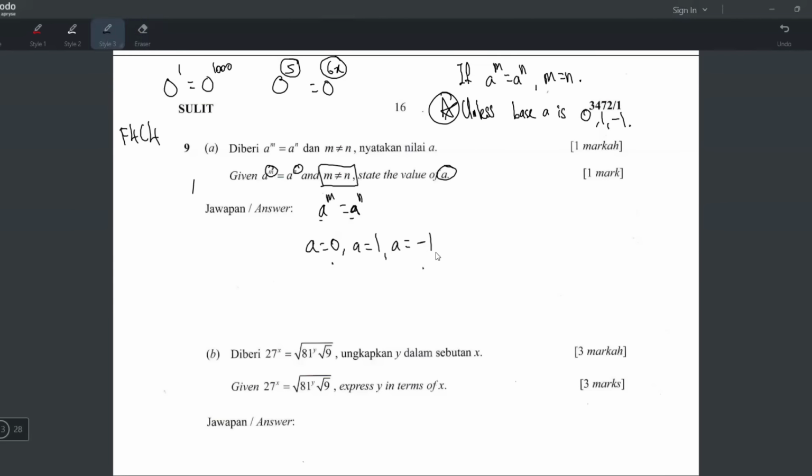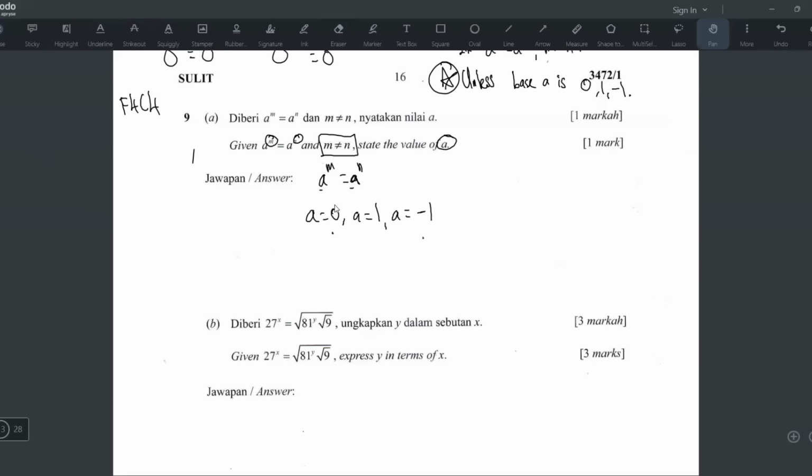Okay, I know in the schema they only write 0, right? Eh, I forgot what the schema writes. But I remember the schema only writes one. I don't remember whether they wrote zero only or one only. But if it's me, I will write all three.